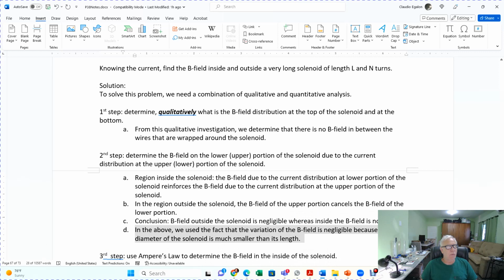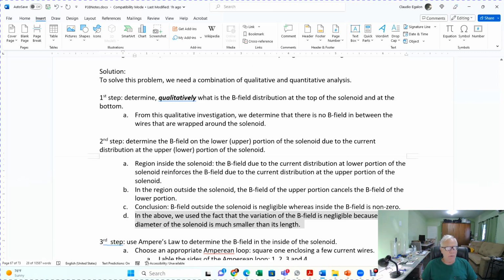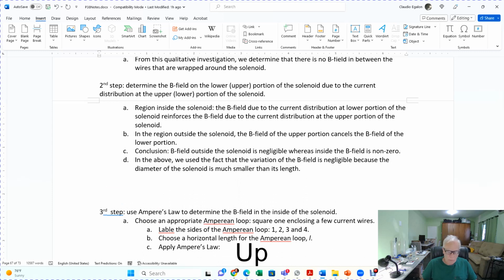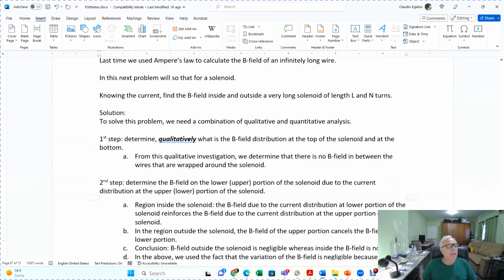In the above, we use the fact that the variation of the B field outside is negligible compared to the field inside, because the diameter of the solenoid is much smaller than its length. So here you go, here's our first conclusion. It's not the end of the problem yet.